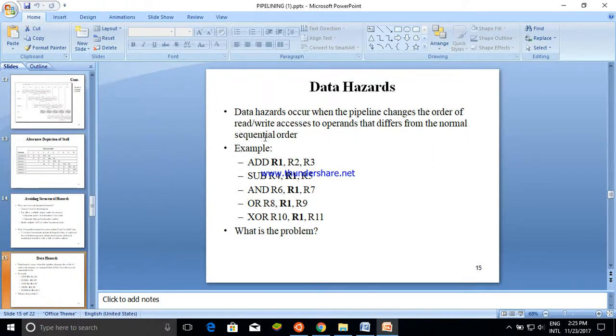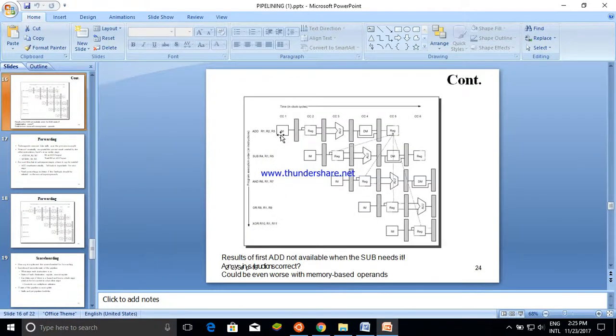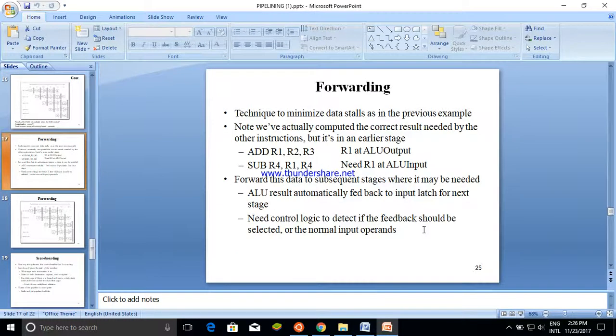Just see here, while adding R2 plus R3 and storing it in R1, okay fine, we have done that, but when we need this R1 register in the subtraction operation, this R1 is not freed. So here the conflict takes place and we are experiencing the data hazard. So how to overcome this? This is the representation of the data hazard. See here, at clock cycle 5 this register is written, but it is needed by the later instructions in clock cycle 3, clock cycle 4, clock cycle 5 and clock cycle 6. How to overcome this? By forwarding.